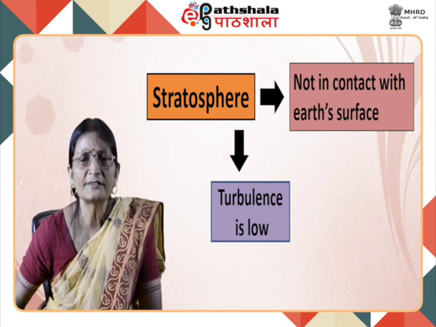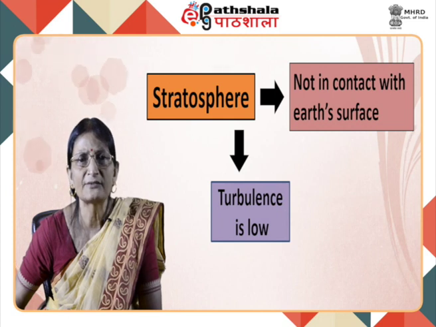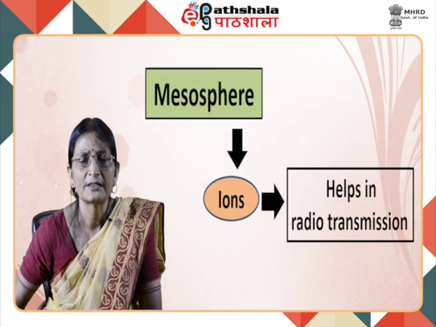In the stratosphere, the turbulence is much lower because the stratosphere doesn't have that much movement since it is not in contact with the surface of the earth. In the mesosphere, there are many ions, and these ions help in radio transmission. As we already know, the ionosphere extends beyond 50 kilometers to the end of the atmosphere.